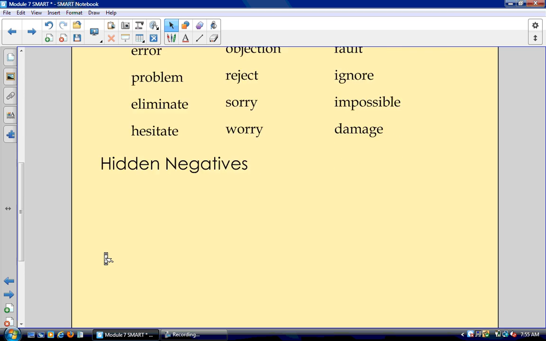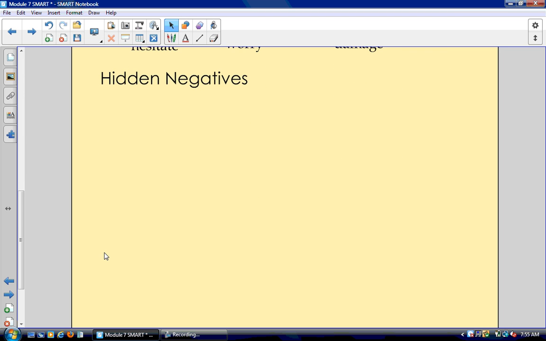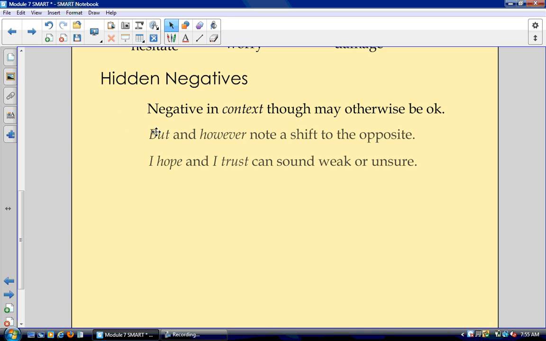Now, language can also create hidden negatives, which is something you want to be really aware of. This can accidentally happen in a message, and then it creates a negative situation when people didn't intend that. That means the words are negative in context or in the situation, even though they might otherwise not be a problem. So words like "but" and "however" clearly note a shift to the opposite. If you're talking about something positive and then you use that transition word, people know something bad is coming.